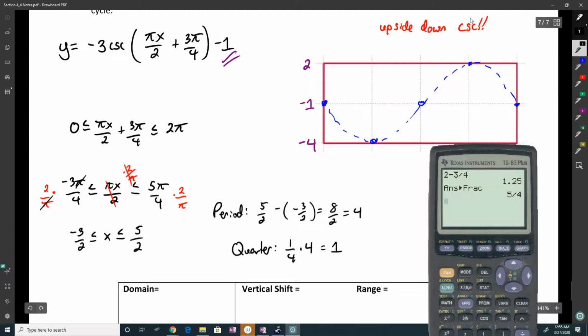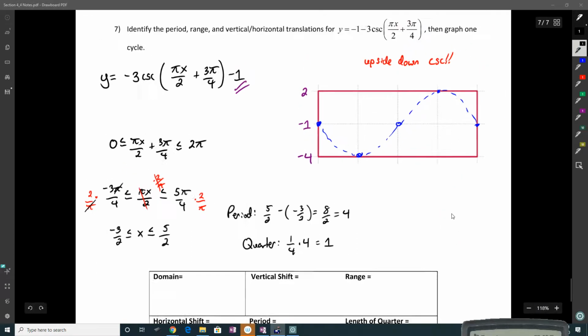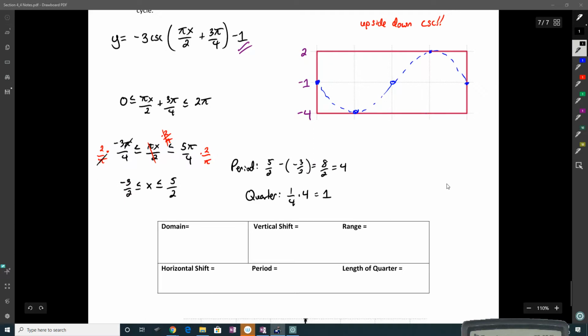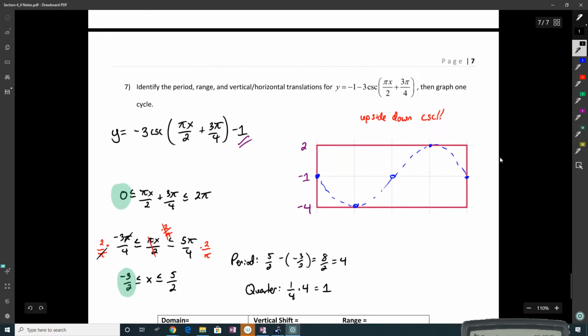So that's kind of nice. So I have my period, which is 4, length of the quarter, which is 1. Horizontal shift is just, it was 0, and then it moved to -3/2. So the horizontal shift is -3/2. My vertical shift, I'm going down 1. And let's see if we can create the domain and range.